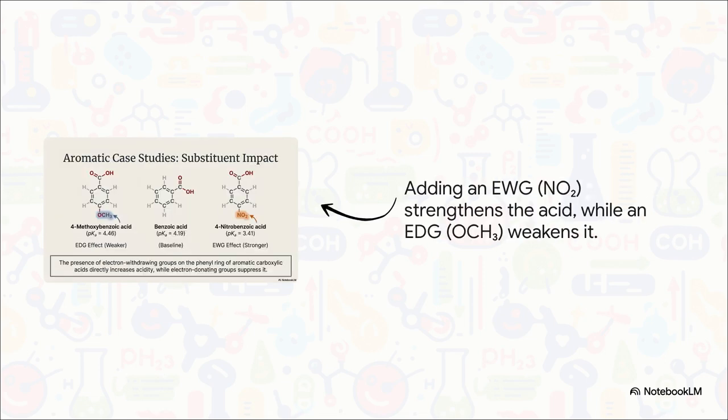And this is just a brilliant real-world example. Benzoic acid in the middle is our baseline, right? It's got a pKa of 4.19. Now, attach a powerful electron withdrawing nitro group, and boom, the pKa drops to 3.41. It's a stronger acid. But if we add a methoxy group, which is an electron donating group, the pKa goes up to 4.46, making it a weaker acid. You can literally see the tuning in action.